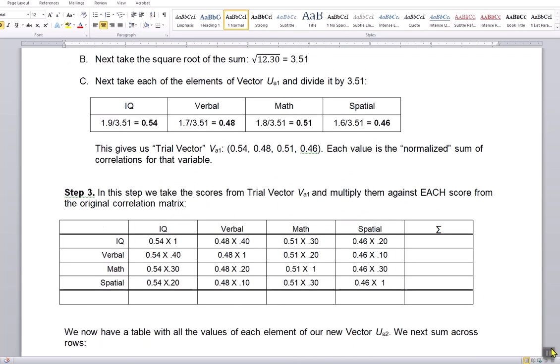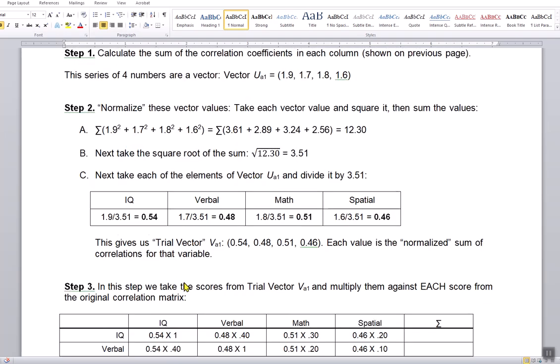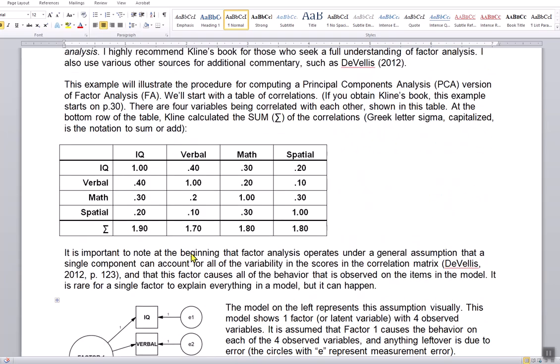But we're not done yet. We take the normalized values for the variable going down the columns. So that you see the constant number here, 0.54 for each one. That's the normalized score for IQ. And then for verbal, it's 0.48, and so on. And we multiply it by the number that was in the original correlation table. So the 1, the 0.4, the 0.3, the 0.2, etc., those came from the correlation table on page 1.